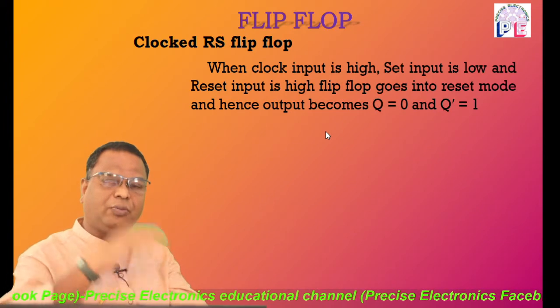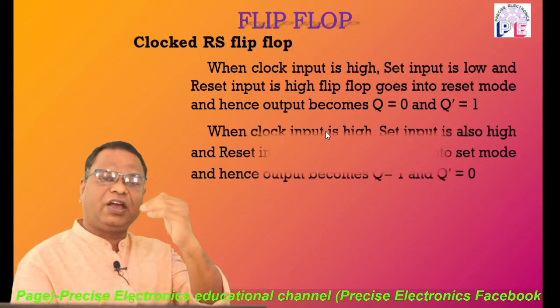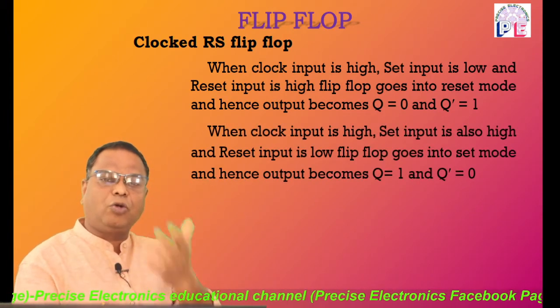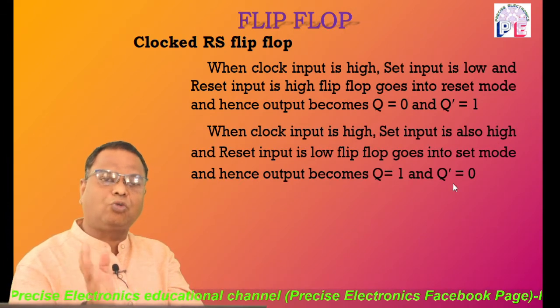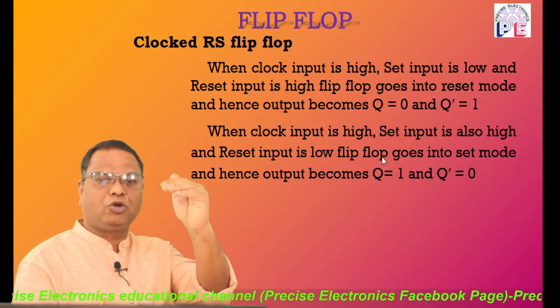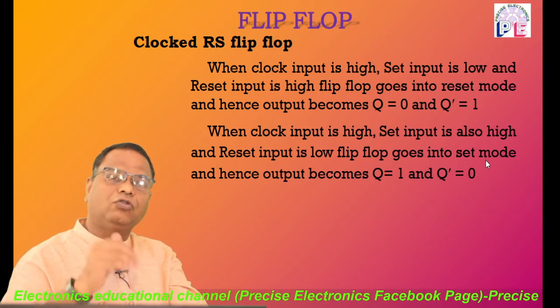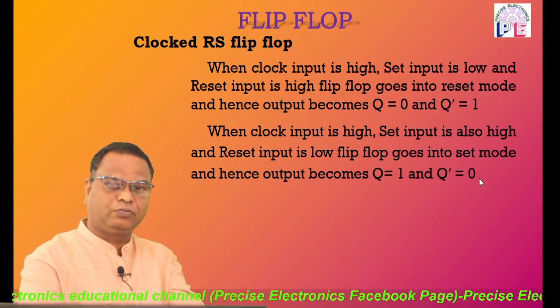Next, once again, the clock input is high. Now the set input is high, reset input is low. The flip-flop now is in set mode. So the output of the flip-flop now becomes Q equal to 1, Q complement 0. So the flip-flop is in set mode.